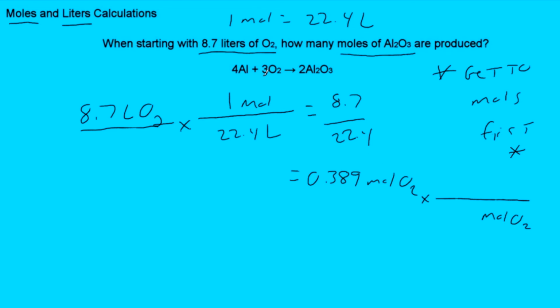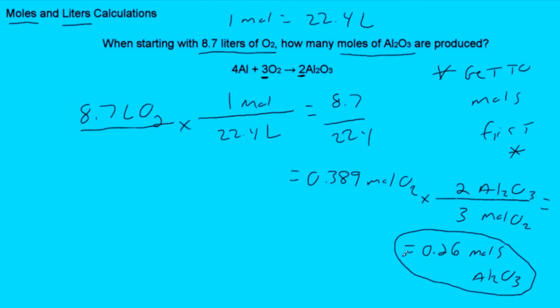Let's go up here to our formula. Here's the 3 moles of oxygen. We're looking for Al2O3, so we're going to put the 2 moles up here. Al2O3. Let's do the math. 0.389 times 2. Our answer is 26 moles Al2O3. To ask for moles, we're done. Okay, that was really only 2 steps. So not too tricky there.